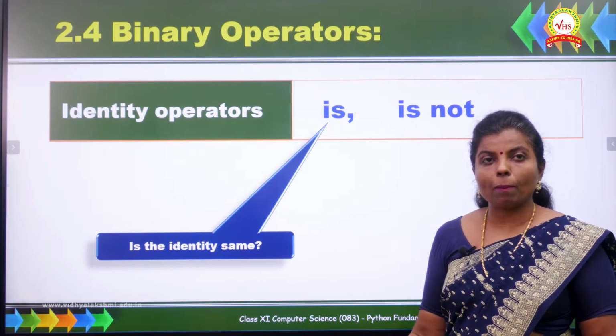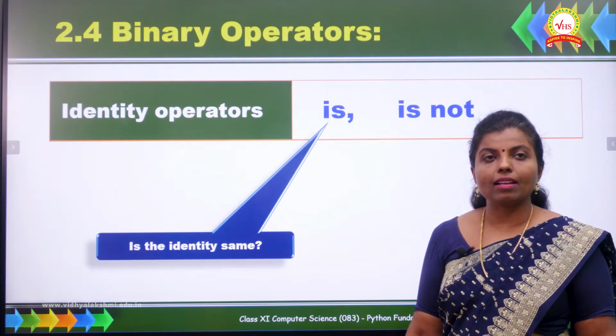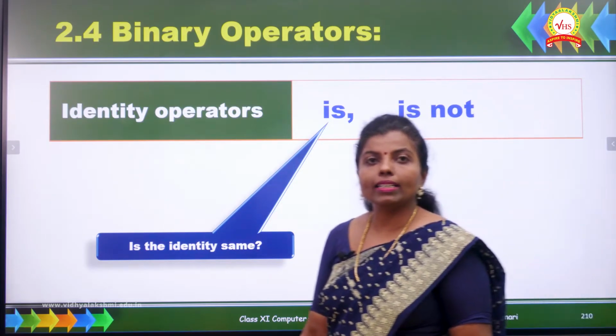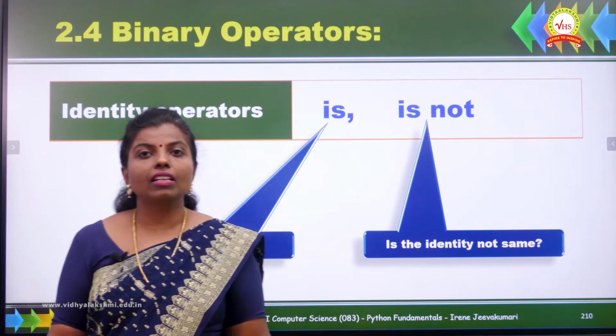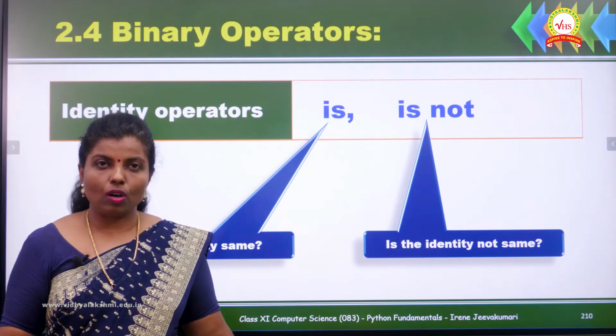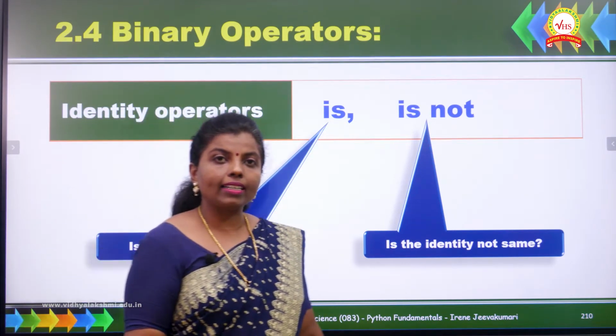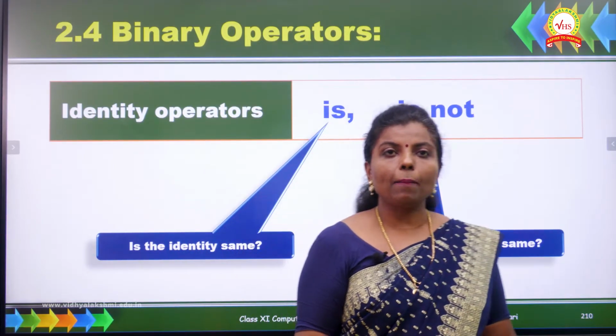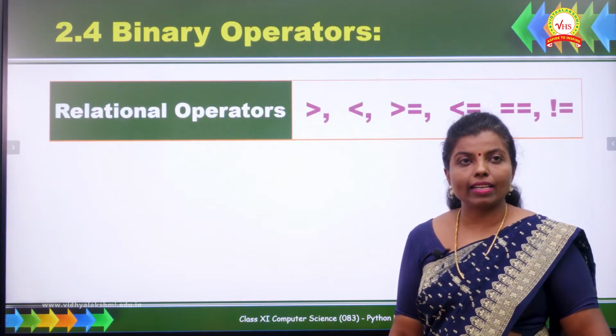And both of these operators are binary operators. The operator is not checks whether the two operands are not the same identity. So these are the identity operators provided by Python. Let us move on to the next operator.